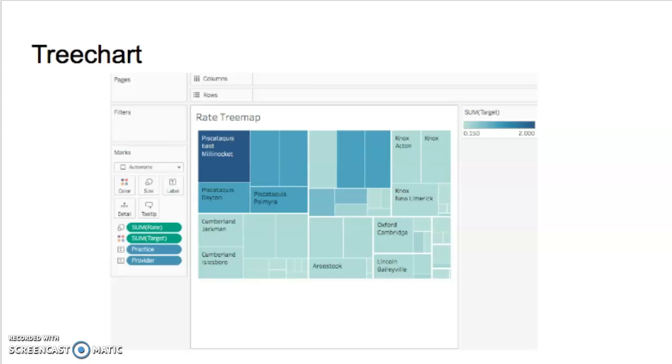The tree map shows the difference in rate sum values and target values of those providers that are employed by each practice. The larger the squares, the larger the amount of rate and target sum values that that provider or practice has. Between the years 2016 to 2017, Piscataquis has the highest rate and target sums of any provider, with East Millinocket. The Dayton and Palmyra providers follow in terms of rate and target sums.